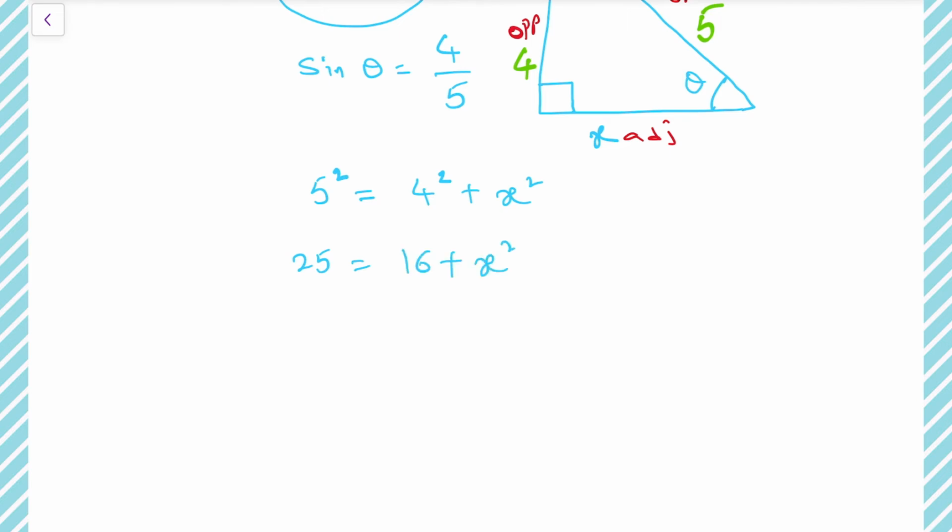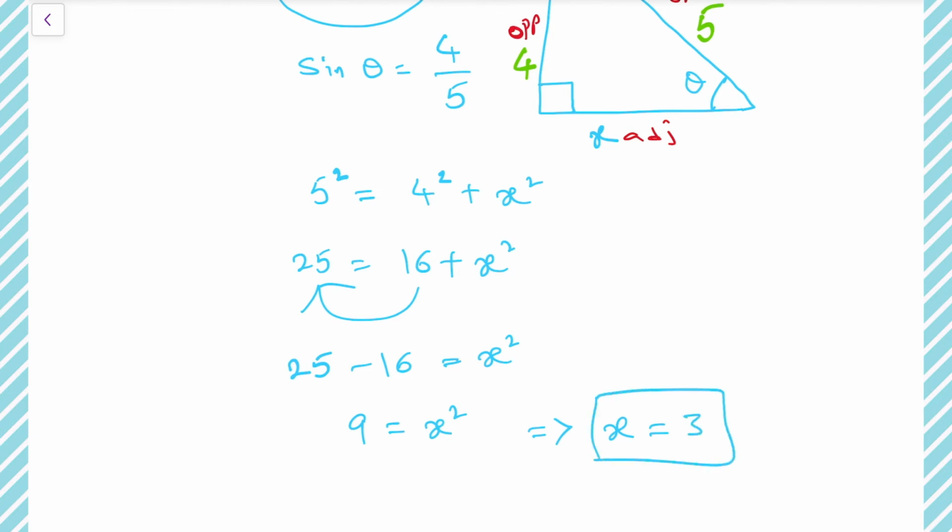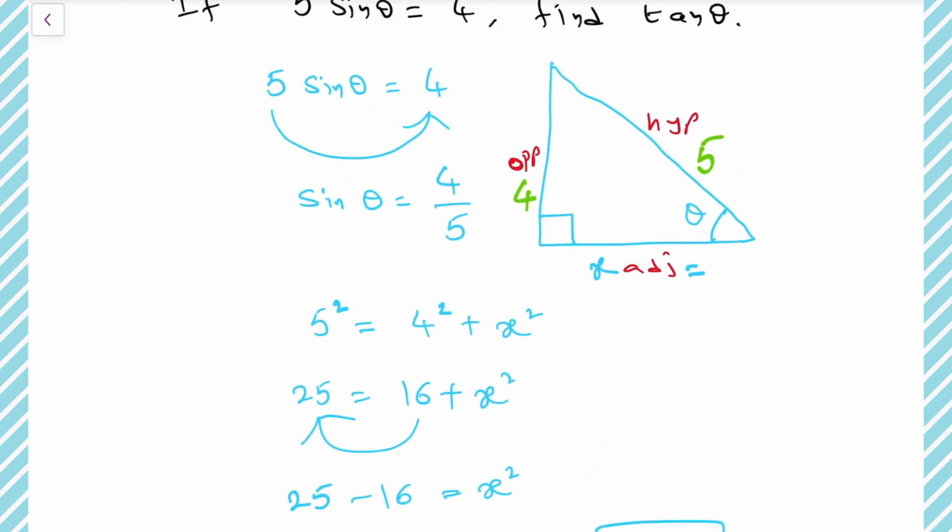We need to find out the x value, so take 16 to this side. So 25 minus 16 is equal to x square. 25 minus 16 is 9. 9 is equal to x square. x square is 9. Then what will be the x value? It is 3. So this adjacent value will be 3.